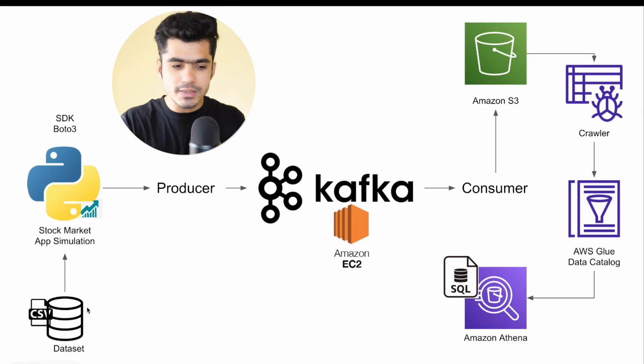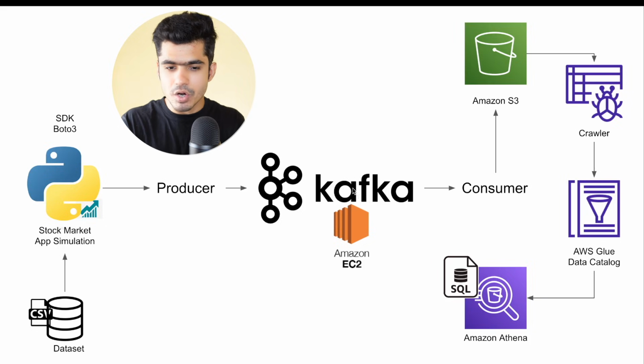So we understood the basics of Kafka. Now let's understand our architecture diagram in detail. First we have a data set. Don't worry, I will give you the data set. We will have a static data set stored on our PC. Then we will write Python code that will simulate a real-time stock market application. We will read data from the data set and produce the application that simulates the stock market. Then we will write a producer code that will push those events into the Kafka broker.